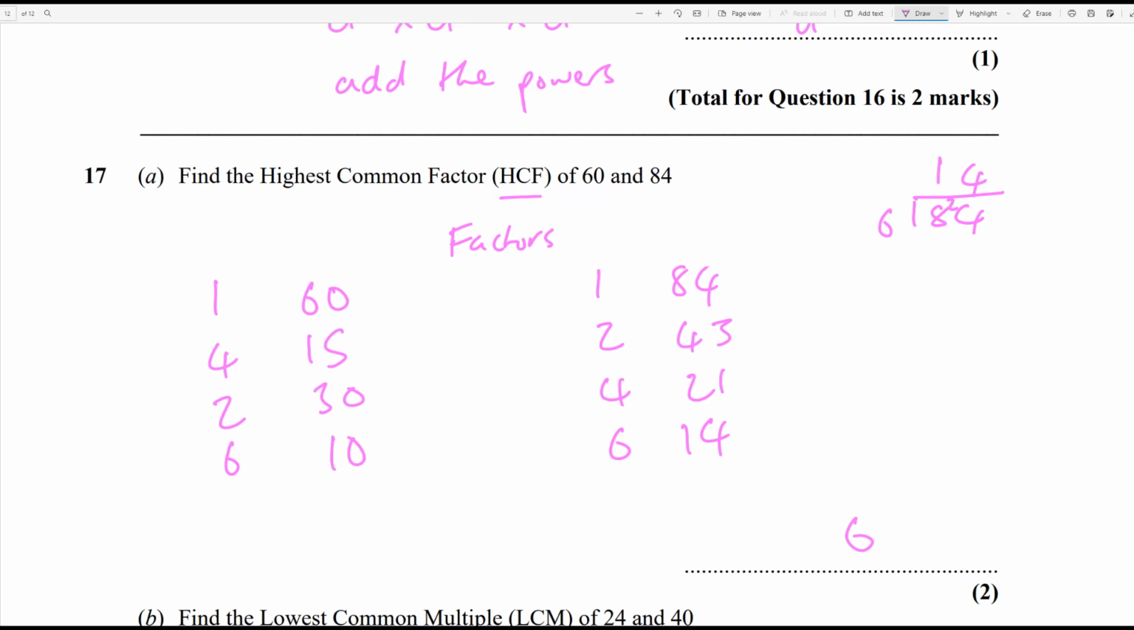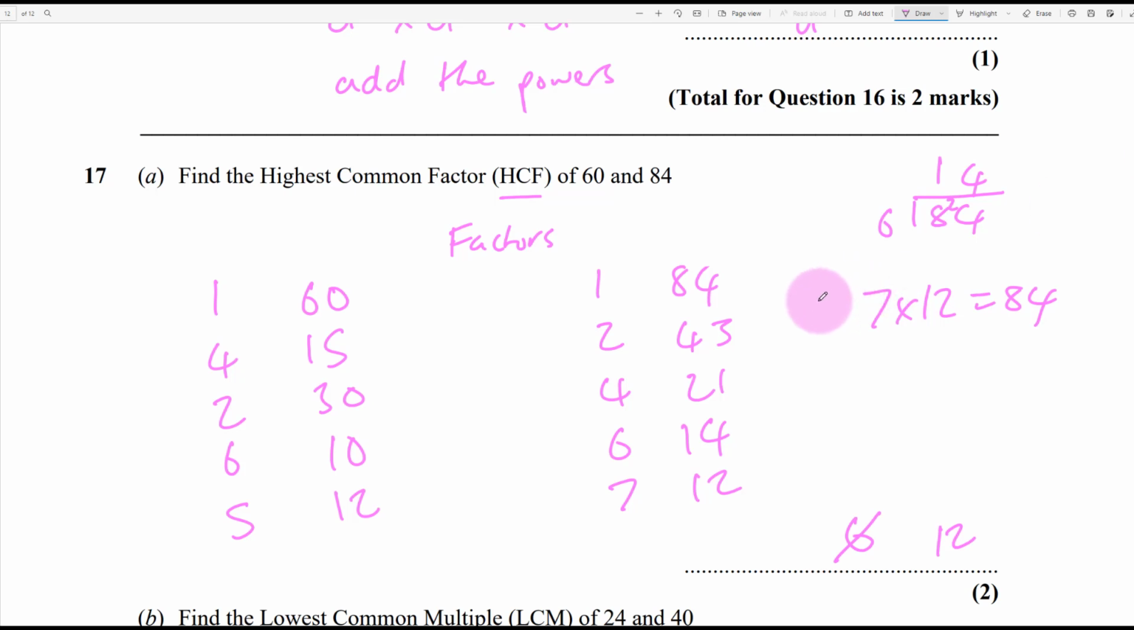Now, what have we missed out? 5 and 12. This is why you have to be careful. That makes 60. Does 12 go into 84? I believe it does, because 7 times 12 equals 84. So it's 7 and 12. So you can see how you can make the mistake, and it is 12.